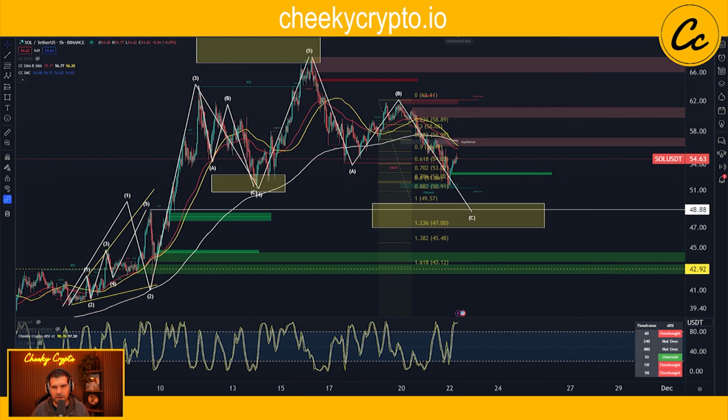Now, we have, of course, met our minimum expectations on the Elliott-Wave theory. You don't have to go down here. This is just typically the area that you'd expect it to on the particular structures that we see here.